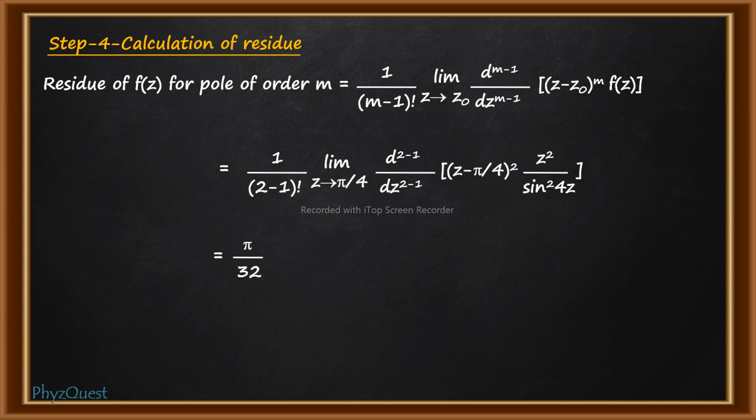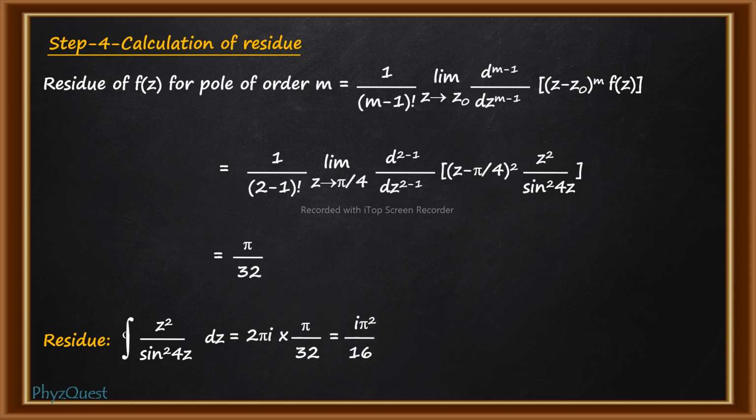So now as per the residue theorem, when you integrate this function, it will be 2 pi i times the sum of the residues of all the poles within the contour. We have got a pole here that is of order 2 and calculated the residue, which is pi by 32. So as per the residue formula, the integral will have the value 2 pi i times the residue, that is 2 pi i times pi by 32, which gives the value i pi square by 16.